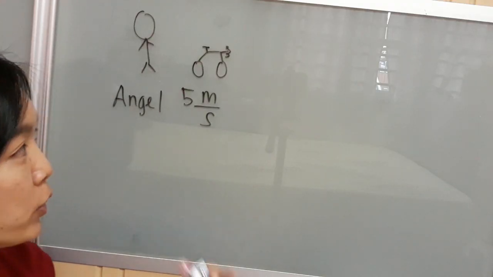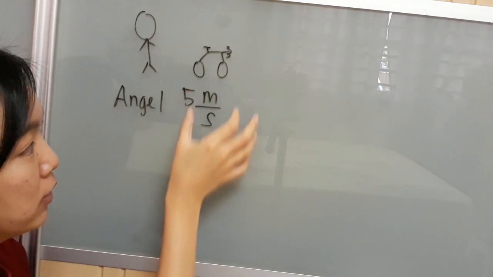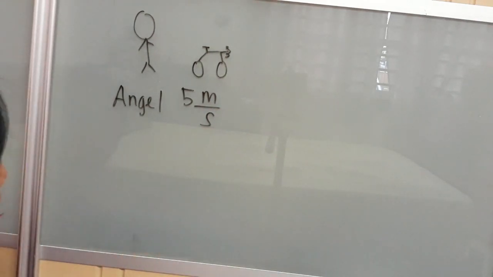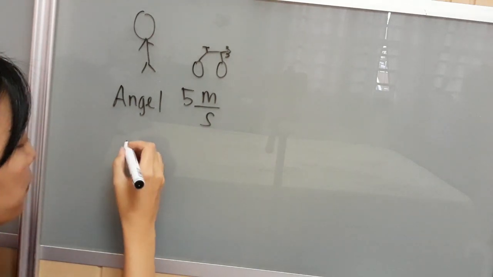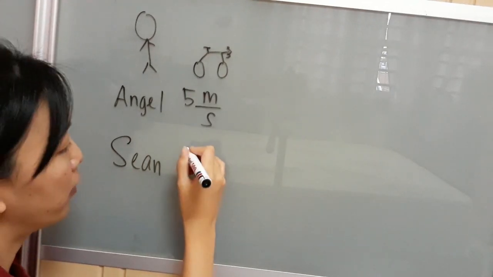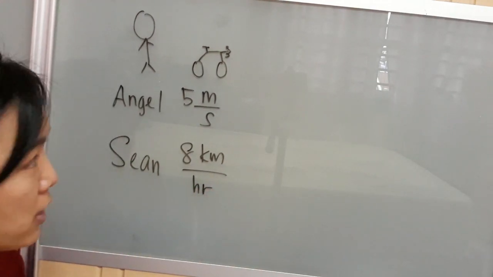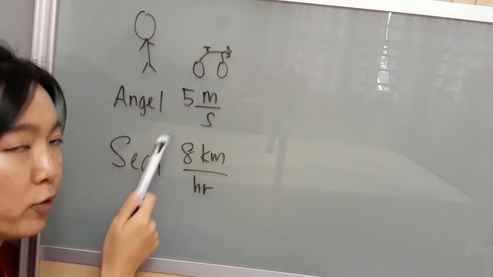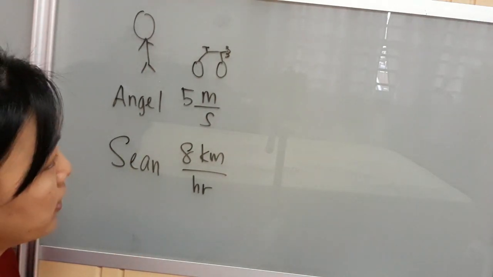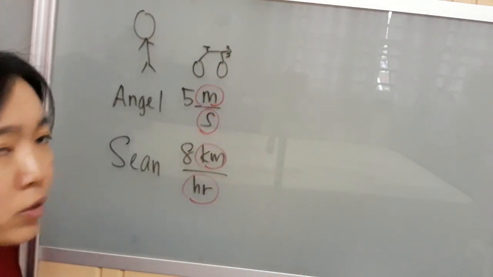Here we are going to look at one scenario where you will see Angel riding a bicycle at this speed, 5 meters per second. This is her speed. And I have another person called Sean. Sean rides his bicycle at about 8 kilometers per hour. Now, my problem is to find out whether Angel rides faster or Sean. But how do I compare? Because the units are different.